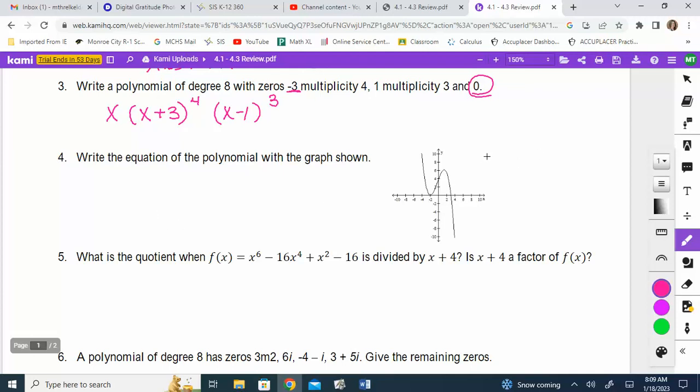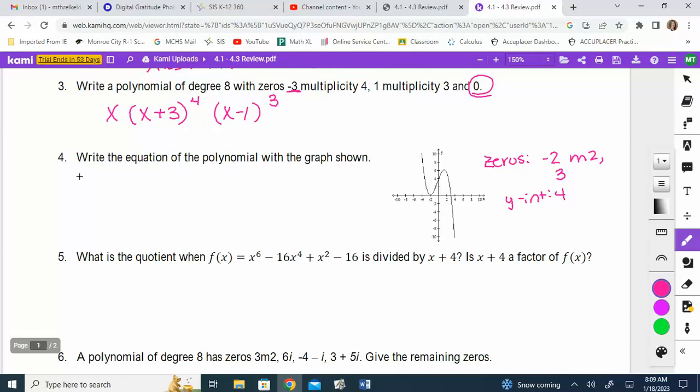Alright, so let's look at this graph. What are my zeros? Negative 2 and 3. And what do you notice about the negative 2? It bounces, so it has a multiplicity of 2. And we also hit a 3. We can also tell what the y-intercept of this graph is.